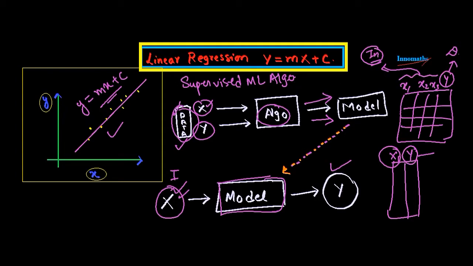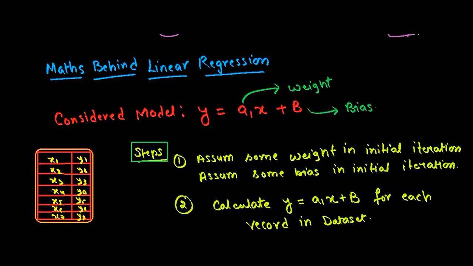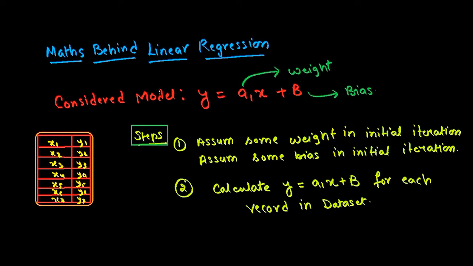Okay, now let's go and see what are the maths behind the linear regression, right? So in linear regression, what we do is we actually consider a model. We assume that there is some sort of linear relationship. So you should always remember that when we apply linear regression, we always assume that there is some sort of linear relationship between independent variables and dependent variable, and in this case our independent variable is only one. Okay, that is x here.